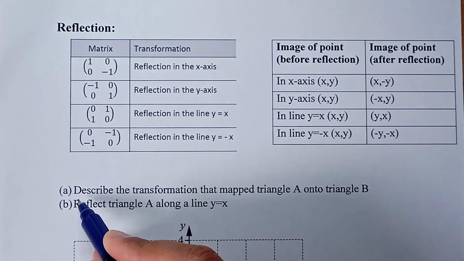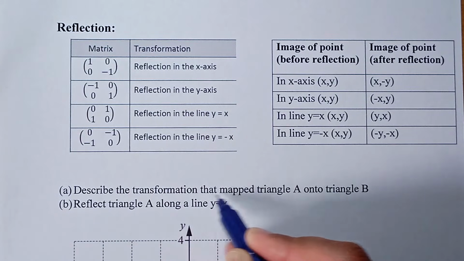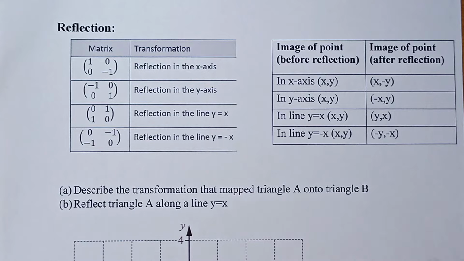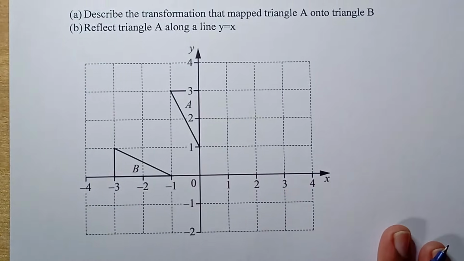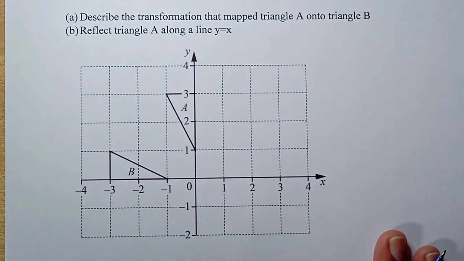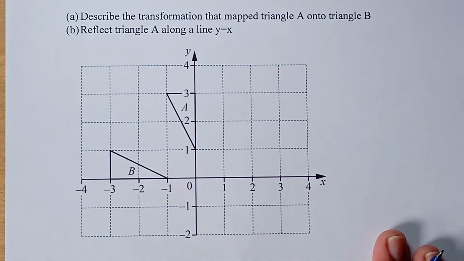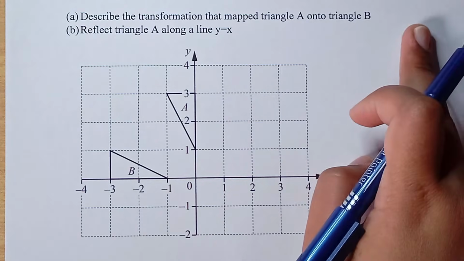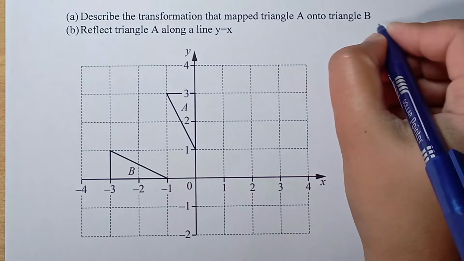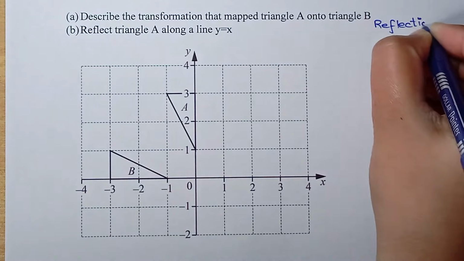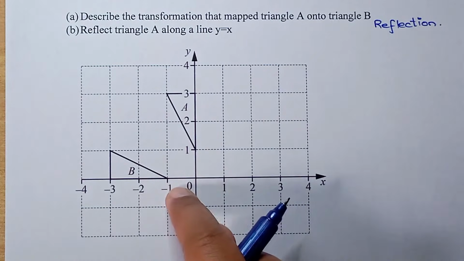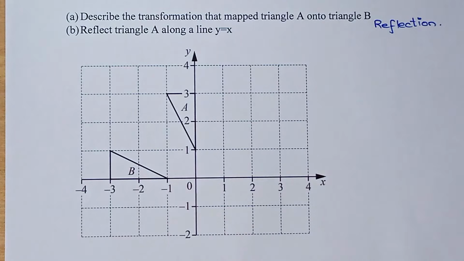Now for the first part, describe the transformation that maps triangle A onto triangle B. As you can see on the grid, we have two triangles and we need to explain by which transformation we can map triangle A onto triangle B. Obviously, it is a reflection. Now by using the coordinates, we can check whether the reflection is along the x-axis, the y-axis, or along the line y = x or y = -x.